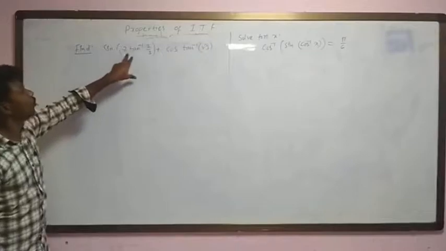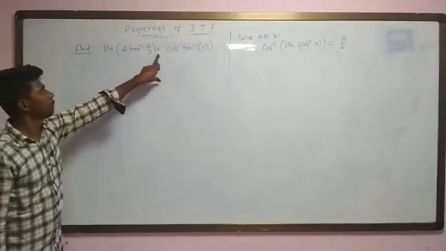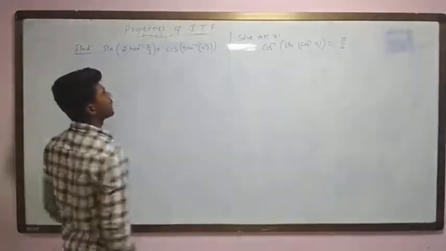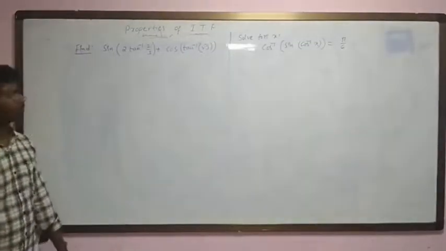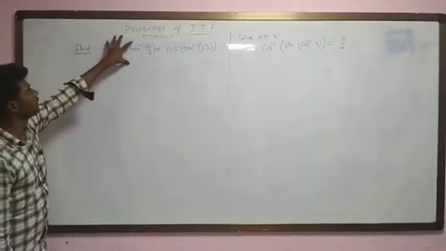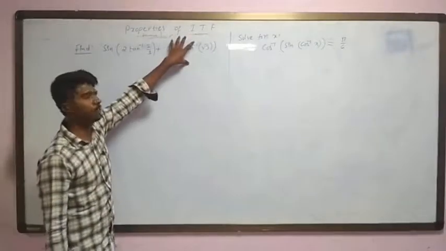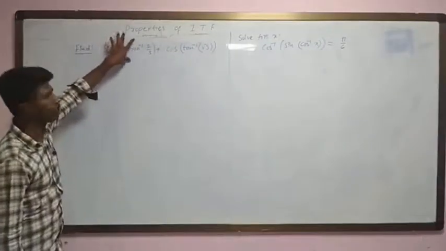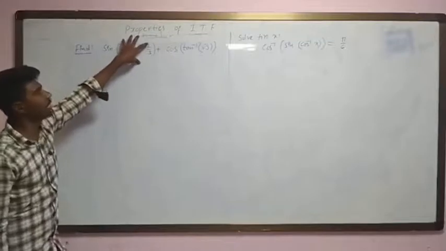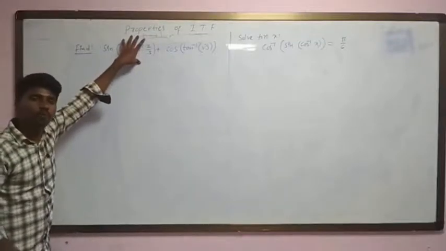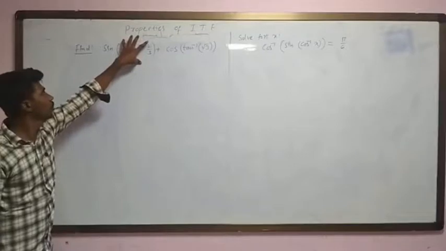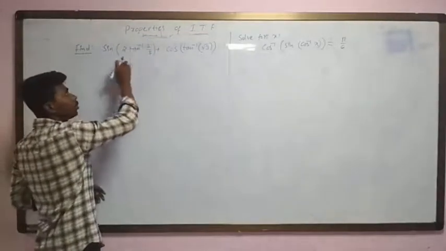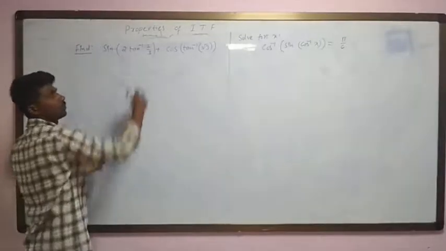Sine of 2 tan inverse 2 by 3 plus cos of tan inverse root 3. First we have to evaluate this one separately and this one separately, then you add, and you will get the answer. So if I simplify this one, sine of sine inverse x, or sine inverse of sine x, will give the answer x. So the entire thing we should be able to convert in the form of sine inverse.